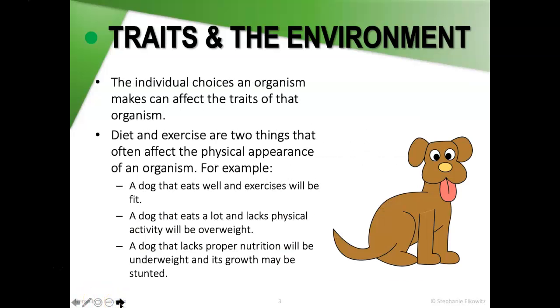The individual choices an organism makes can affect the traits of that organism. Diet and exercise are two things that often affect the physical appearance of an organism. For example, a dog that eats well and exercises will be fit. A dog that eats a lot and lacks physical activity will be overweight. A dog that lacks proper nutrition will be underweight, and its growth may be stunted.